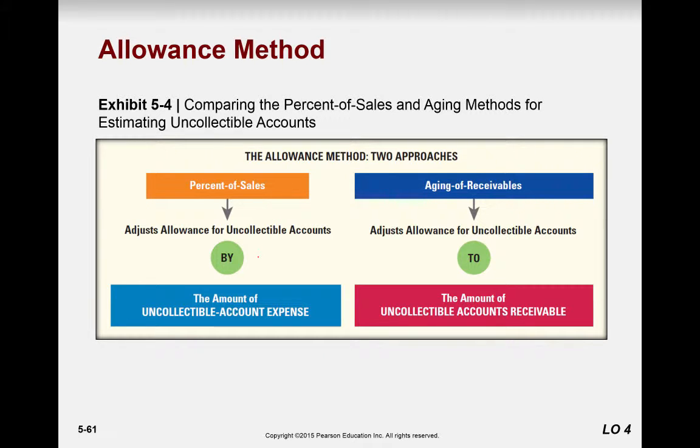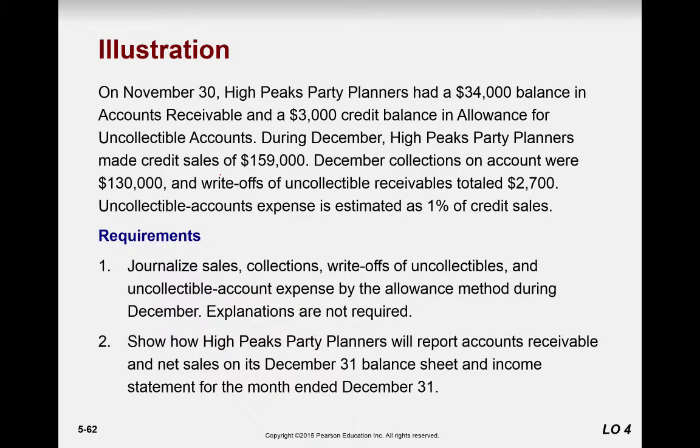So the easy way here is that your percentage of sales adjusts. Here, the amount of your journal entry is the amount of the expense. In this case, the amount of your journal entry is your balance in allowance for doubtful accounts. So now let's walk through an example.